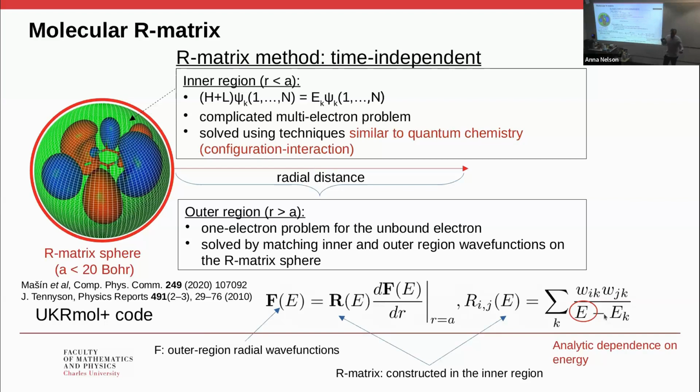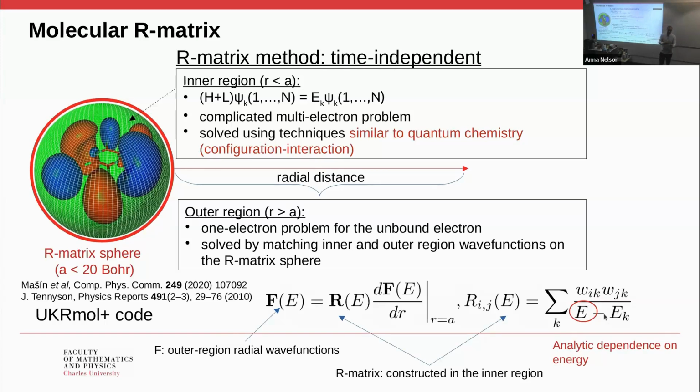The principle can be explained just by considering the physical picture of the collision. If you imagine that you have an electron which is colliding with a molecule and the electron is still very far away, then it doesn't care about the details of the target molecule. So it only sees some effective potential. This is an effectively one-electron problem, so an electron moving in some non-spherical potential in general. This is the so-called outer region.